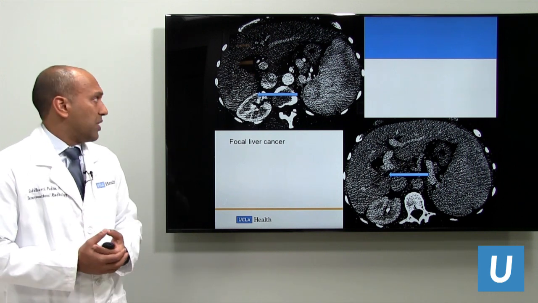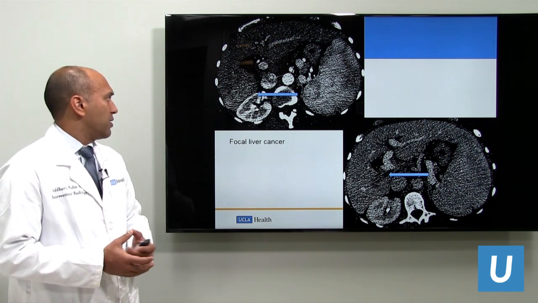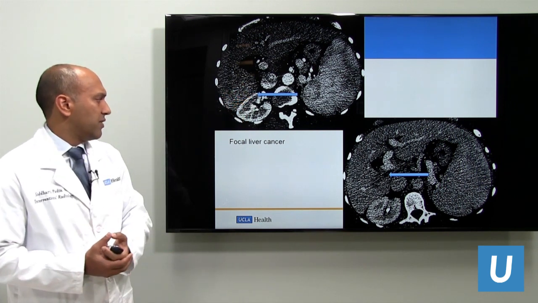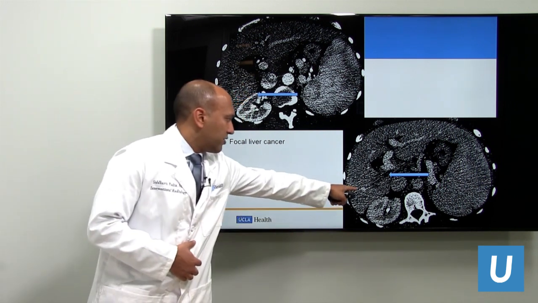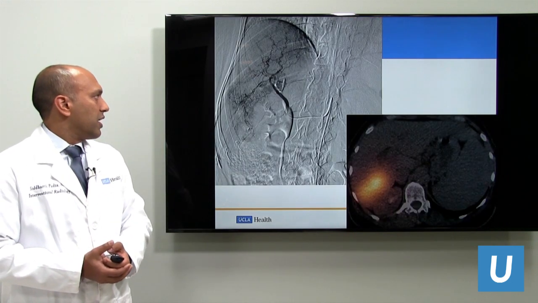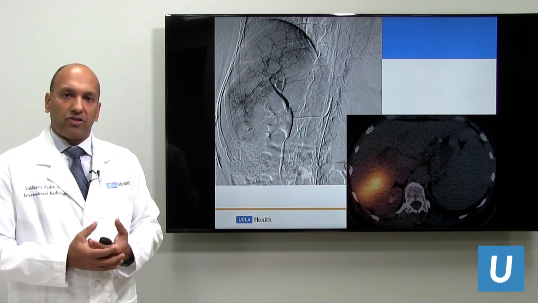This is a different patient. The images are slightly grainy, but you can see a focal area, just a little bright in the back of the liver. It had also invaded into the blood vessels going centrally, right here. And again, this is the angiogram of the right side of her liver.